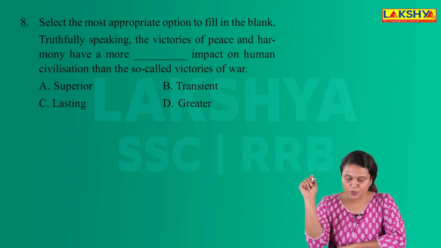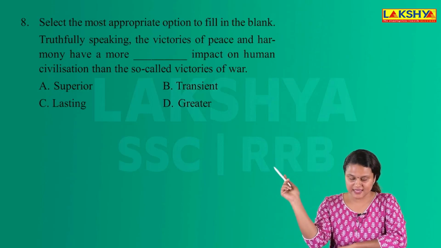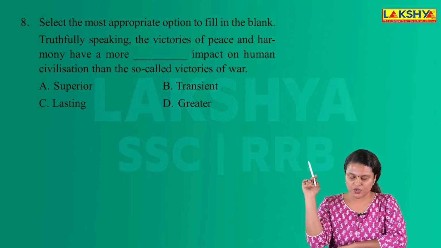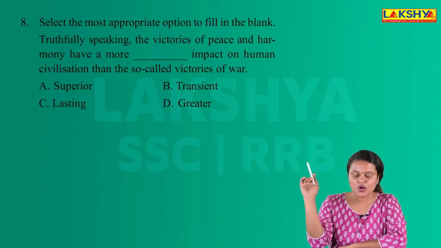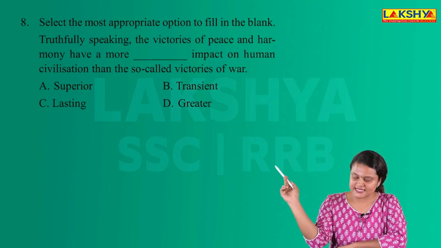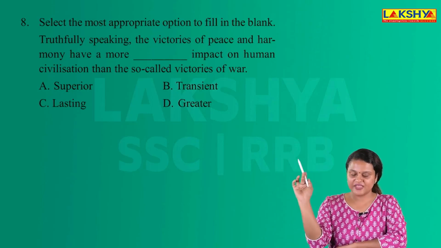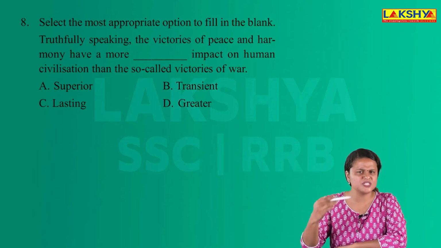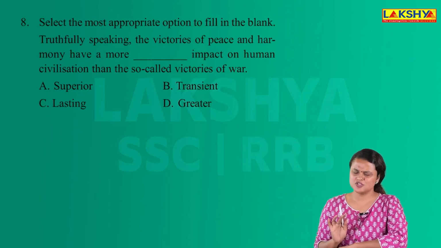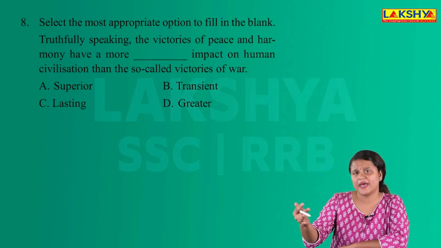Select the most appropriate option to fill in the blank. The sentence is, truthfully speaking, the victories of peace and harmony have a more dash impact on human civilization than the so-called victories of war. Sentence again. Truthfully speaking, the victories of peace and harmony have a more dash impact on human civilization than the so-called victories of war. Now first try to understand the meaning of the sentence. What is the meaning of the sentence? The sentence says that, to be honest, peace is more important or something that has got an impact more than war.